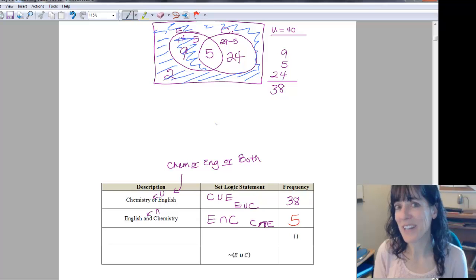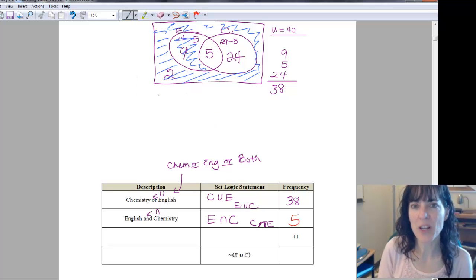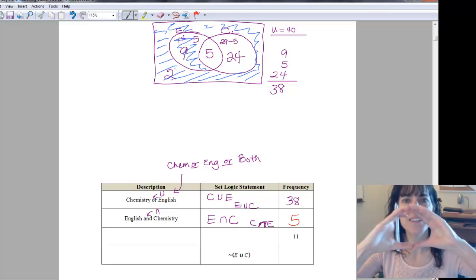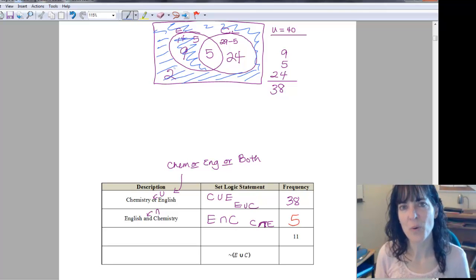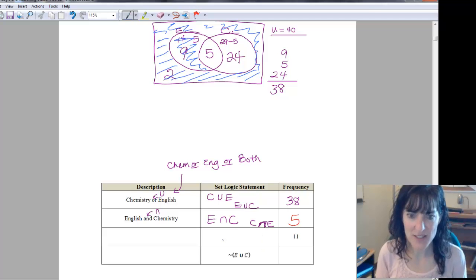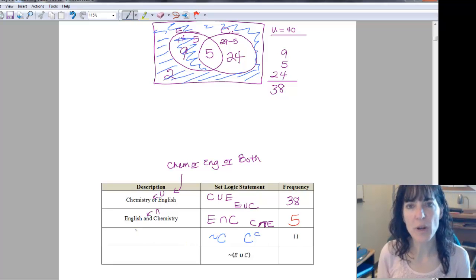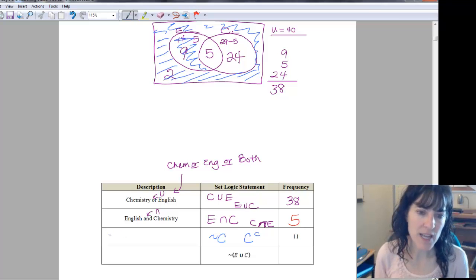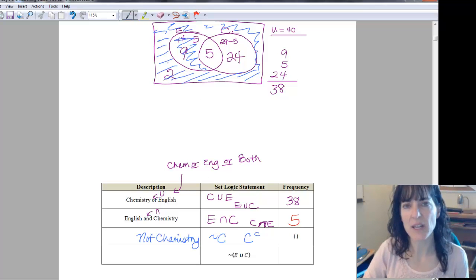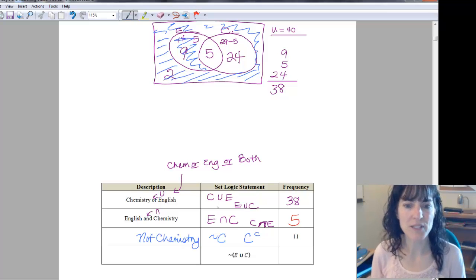And now that I've shaded it in, I can see that what I'm talking about is everything that is not inside of the C circle. So it's not C. I can show it this way, not C, or I can show it as C complement. Either of those two ways is perfectly accurate, and we would say not chemistry. And that's the way that we'll get an 11 for our frequency.